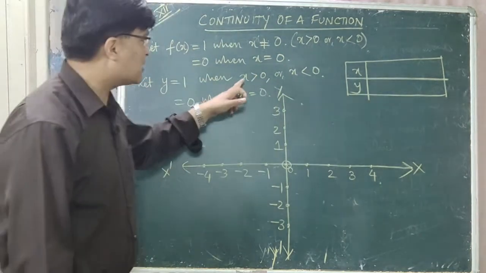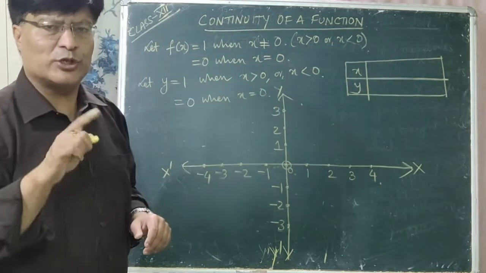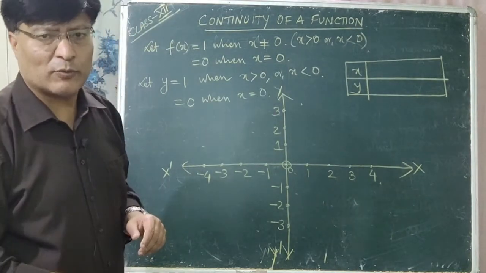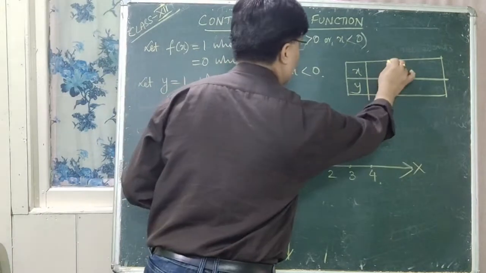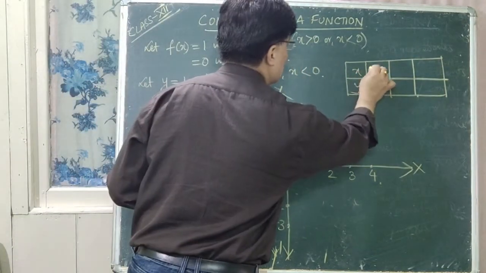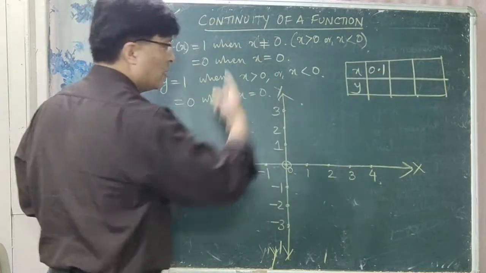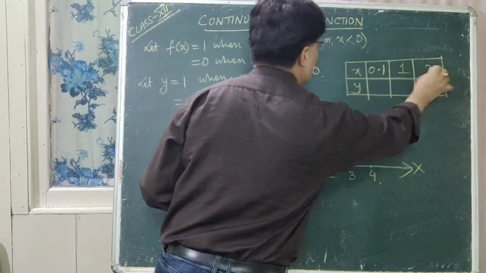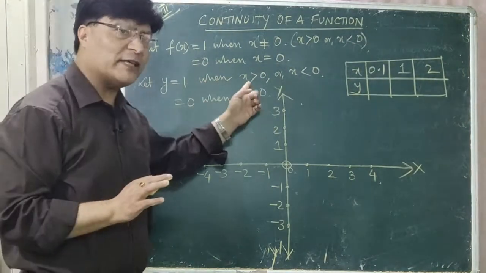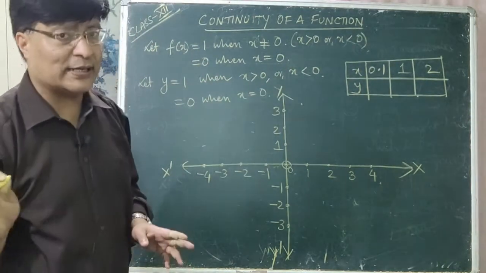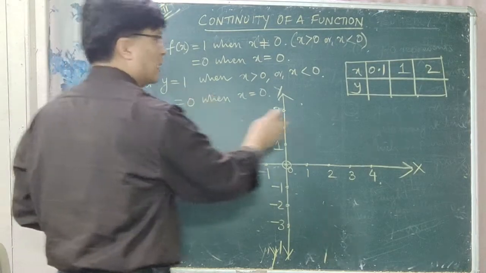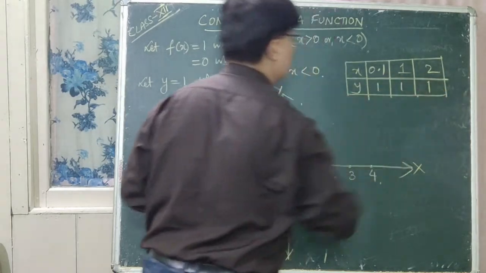Now it is given that x greater than 0. So 0.1 is also greater than 0, you know that. 0.01 is also greater than 0, isn't it? So in this case, let us write here x greater than 0 means 0.1, then you can write here 1, 2, etc., because x is greater than 0 out here. You can't take x less than 0 in this case, okay? But the value of y is constant, y is equal to 1. So you can write here y is equal to 1.